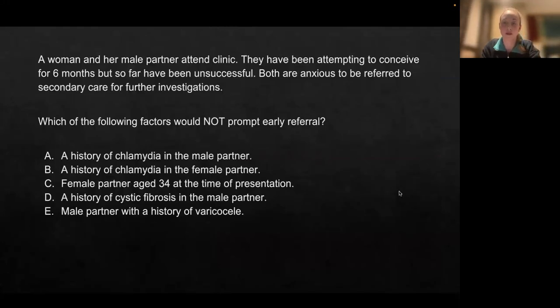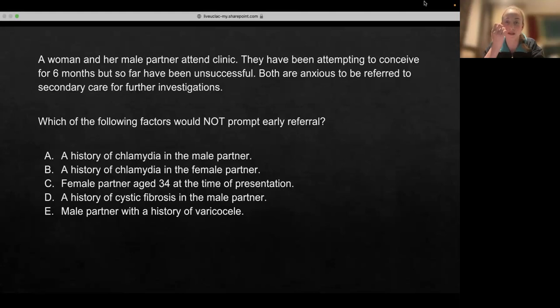Okay, so next question is, a woman and her male partner attend clinic. They've been attempting to conceive for 6 months, but have so far been unsuccessful. Both are anxious to be referred to secondary care for further investigations. Which of the following factors would not prompt early referral?